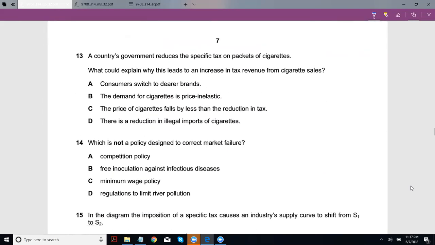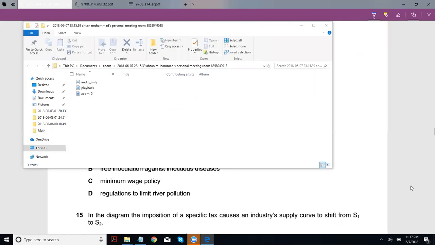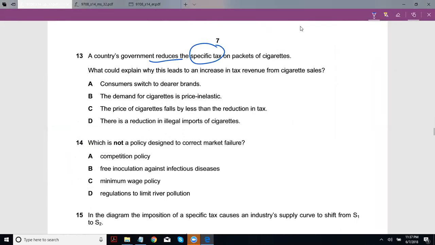13, a country's government reduces the specific tax, so your indirect tax on packets of cigarettes. What could explain why this leads to an increase in tax revenue from cigarette sales? And we had studied this in AS as well. The idea here was that the demand for cigarettes is price inelastic. Let me just draw the diagram to explain why.